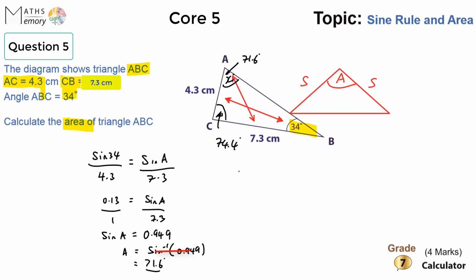So therefore, we could say with certainty that we have SAS. We have a side, angle, side. We have a side over here. We have an angle over here. And we have a side over here. Just like this. Side, angle, side.